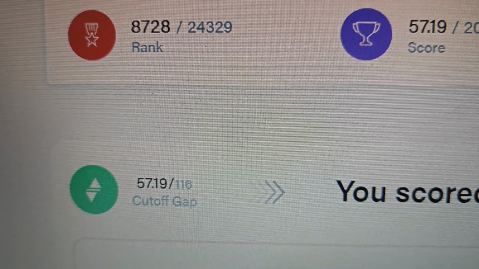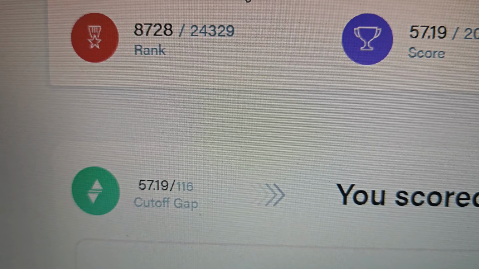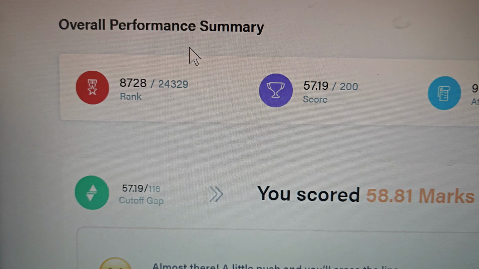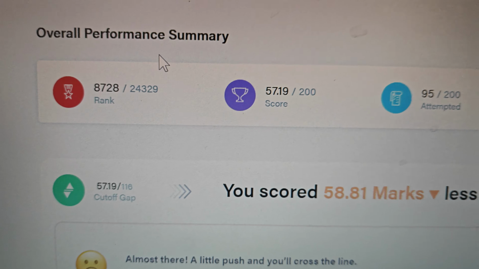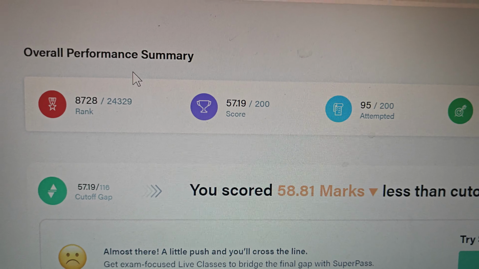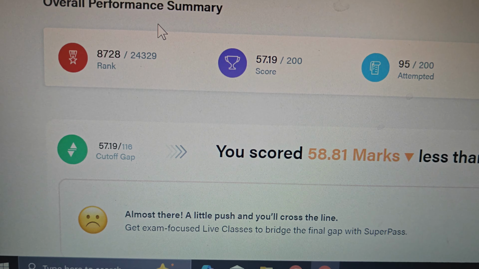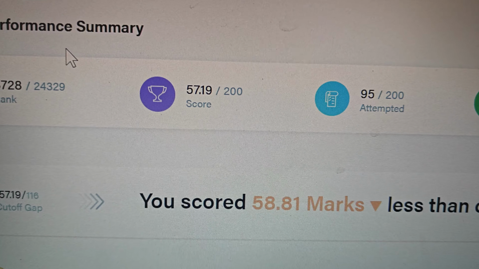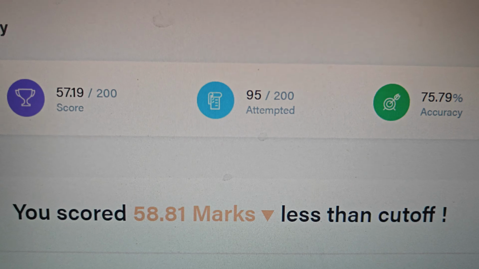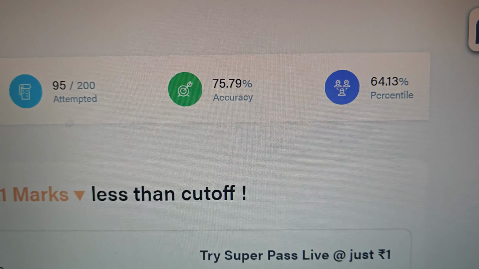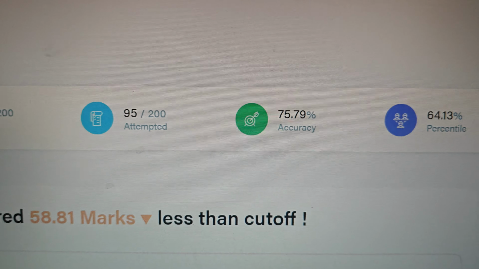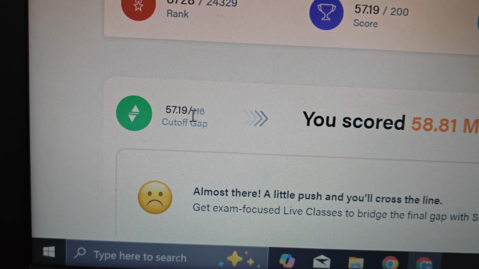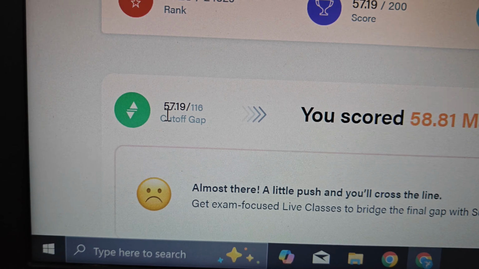So this is day 3 of targeting the RRB clerk mains exam, and here I gave the mock. This is the first mock I gave on RRB clerk mains. This is the free mock that was available in textbook, and you can see a total of 24,000 people attempted this, and my rank is 8,728. My score is just 57.19 out of 200, and I attempted 95 questions, and I got 64 percentile, which is not that bad and also not that good. You can see the cutoff itself is 116. So here I got just 57.